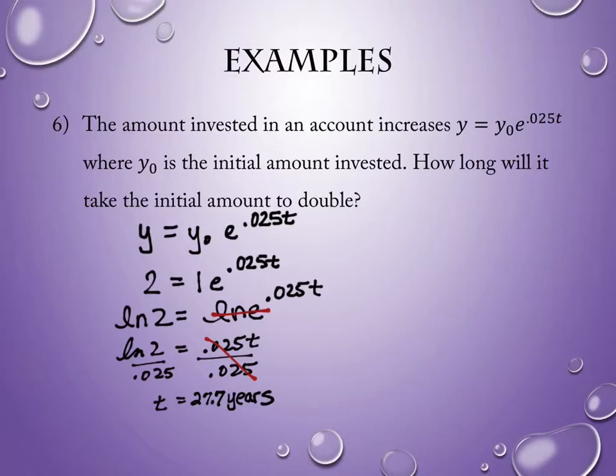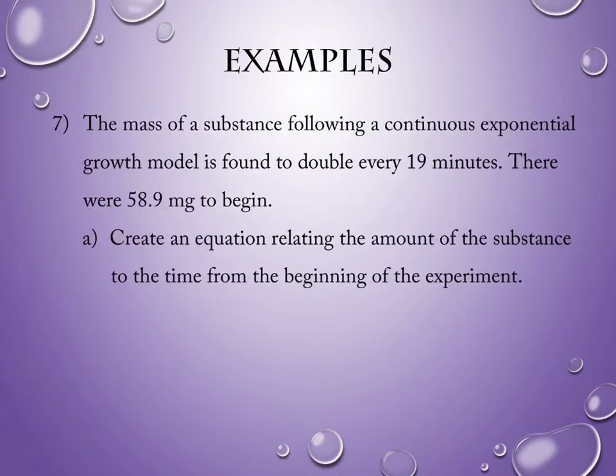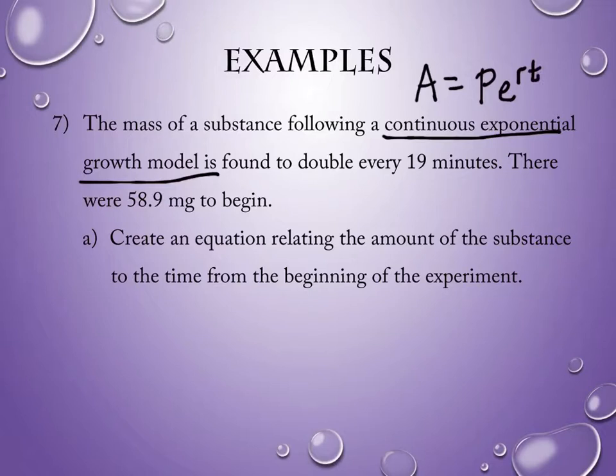All right, last example. We have a mass of a substance following a continuous exponential growth model. That continuous exponential growth model tells you it's A equals P e to the RT. If it didn't have that phrase, we'd be using the other formula, A equals P(1 plus R over N) to the NT.